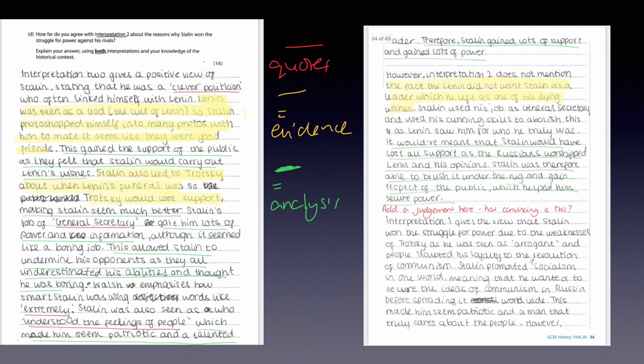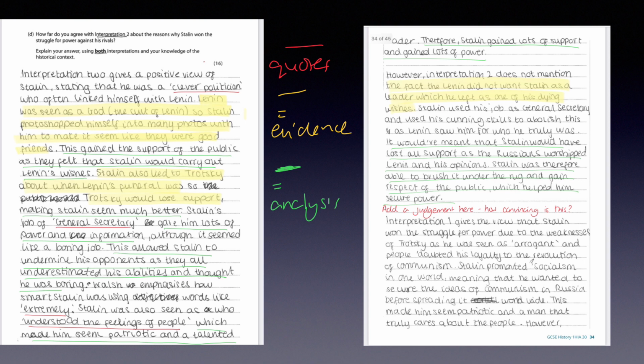Going back to our evidence, Stalin also lied to Trotsky about when Lenin's funeral was, so Trotsky would lose support. Making Stalin seem better, you could expand on that a little bit more. Stalin's job as general secretary gave him lots of power and information. Although it seemed like a boring job, this allowed Stalin to undermine his opponents as they underestimated his abilities and thought he was boring. Walsh emphasises how smart Stalin was, using words like extremely. Stalin was also seen as someone who understood the feelings of the people, which made him seem patriotic and talented. Therefore, Stalin gained lots of support and gained lots of power.